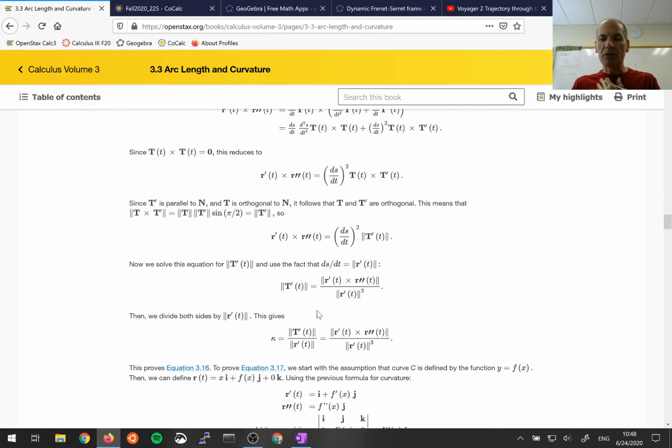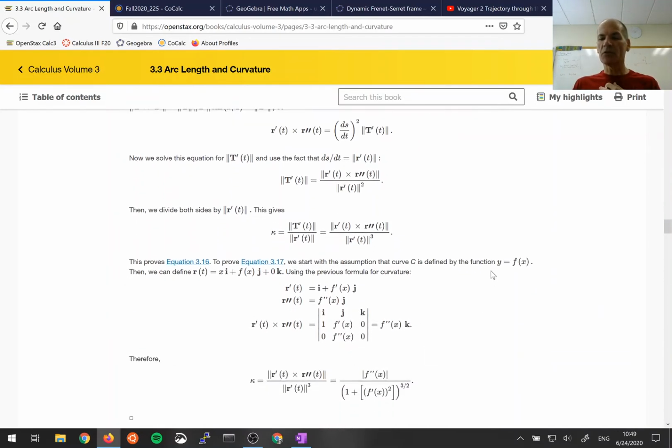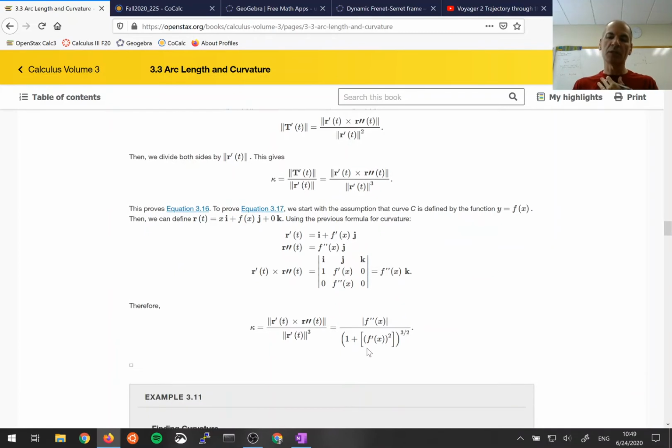And then finally we divide by another factor of the magnitude of r prime, and we end up with the familiar cross product formula, the one that I really want you to focus on. And then last, if your curve is given as a function y equals f of x, you can simply chase that down in this formula and end up with the familiar formula that you may have learned in Calc 1, I guess.